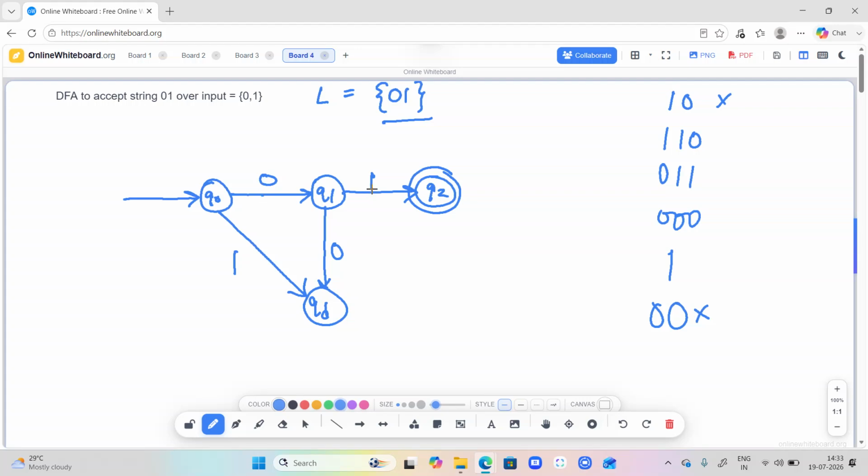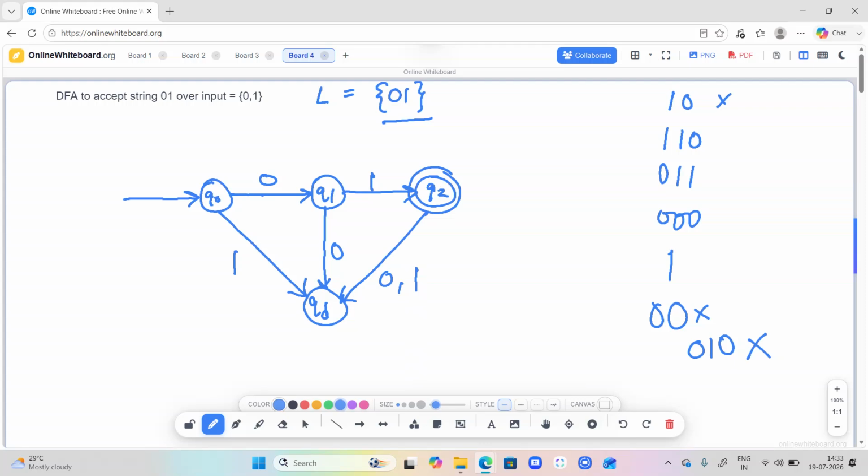I read 0, I read 1, and now I am on Q2 after reading 01. But suppose I receive one more 0 again, then this string should also be rejected. So again, it will go to dead state on 0 and on 1. This will make sure that only 01 is accepted by the DFA.